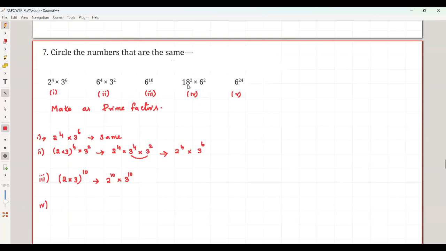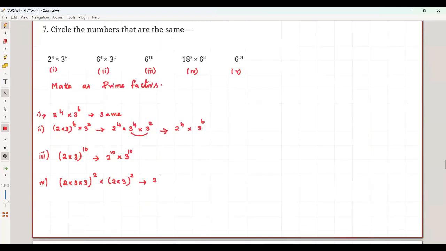18 is given. 18 I can just split with prime numbers, so we can write it as 2 into 3 into 3. 2 3s are 6, 6 3s are 18. Okay, the whole power 2 into 6, again write it as 2 into 3, the whole power 2 is given. If you are expanding this, you'll get 2 power 2 into 3 power 2 into again 3 power 2, into here 2 power 2 into 3 power 2.